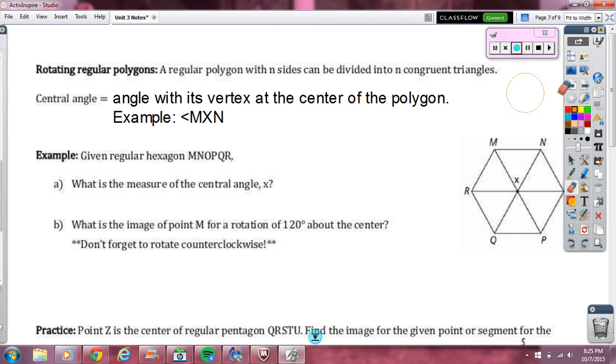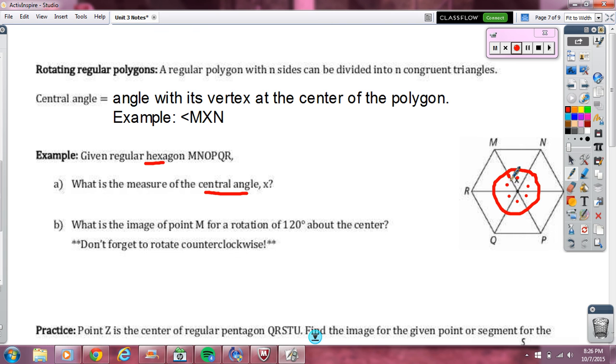When I'm trying to figure out a rotation, I need to figure out what my angle of rotation is. That's our first question in this example. We've got a regular hexagon, meaning an object with 6 sides. Regular means all the sides are the same length and all the angles are the same size. What is the measure of the central angle? We'll draw on prior knowledge. All of the 6 angles in the middle together should add up to a circle, or 360 degrees.